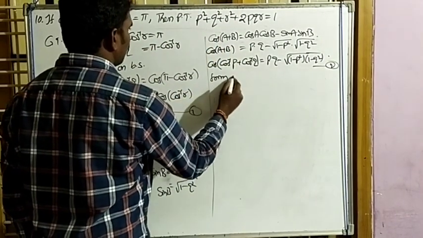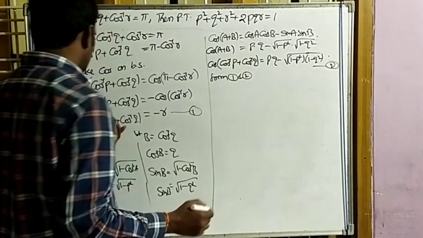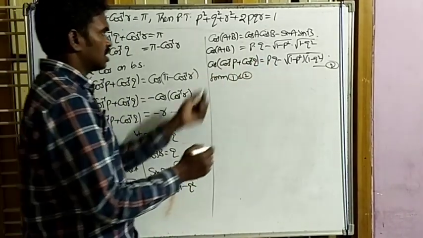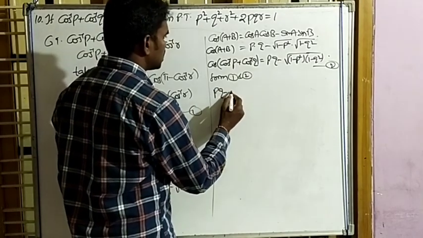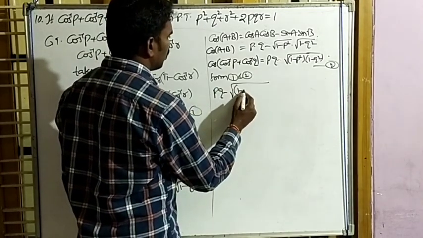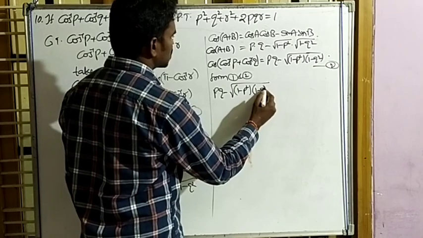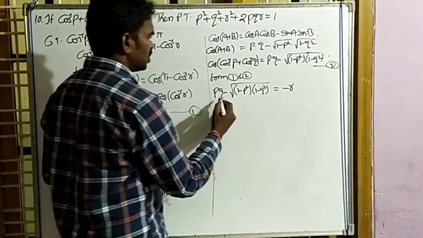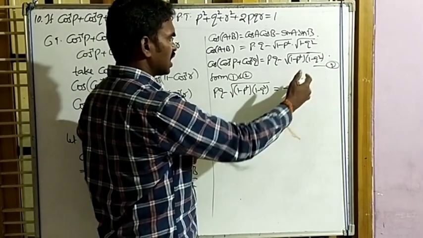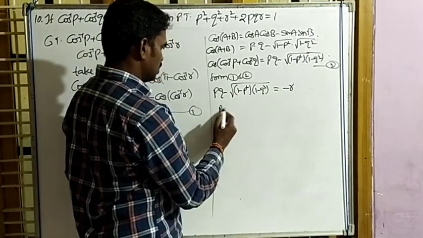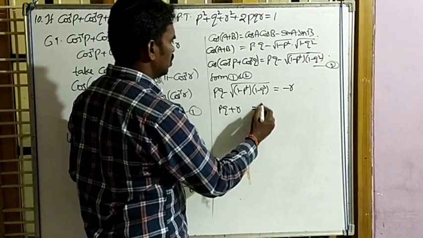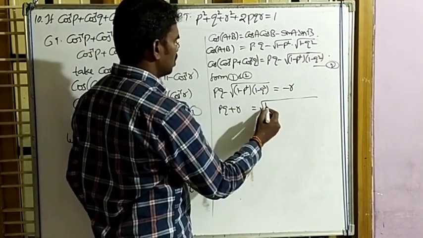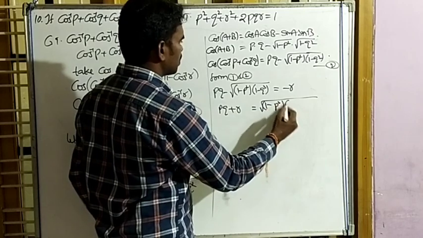So now from 1 and 2, this cos inverse p plus cos inverse q, this one is equal to minus r. So pq minus root of (1 minus p square) into (1 minus q square) is equal to minus r. So this root term we send to the right side, and minus r we bring to the left side. So pq plus r equals root of the product; we can multiply inside in the next step.